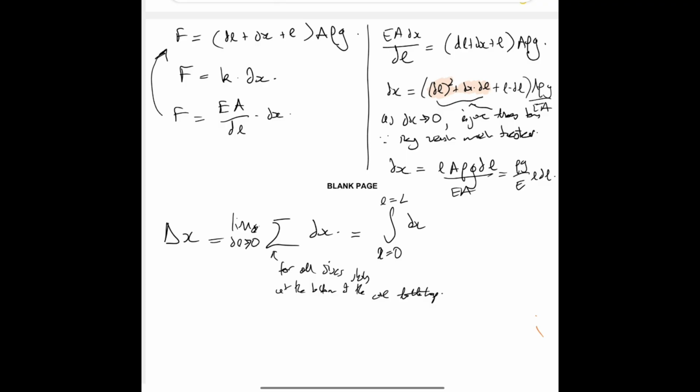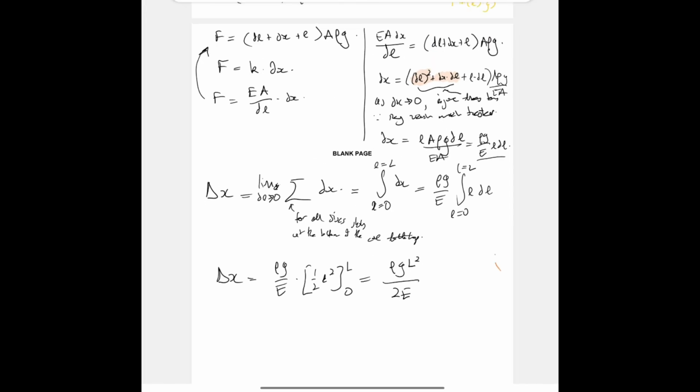And then if we substitute this in, rho, G and E are all constants. We get this L dl, and that's just a simple integral to get. So the total extension becomes rho G over E times half L squared between L and 0. So that's rho G L squared over 2E, and that's the total extension.